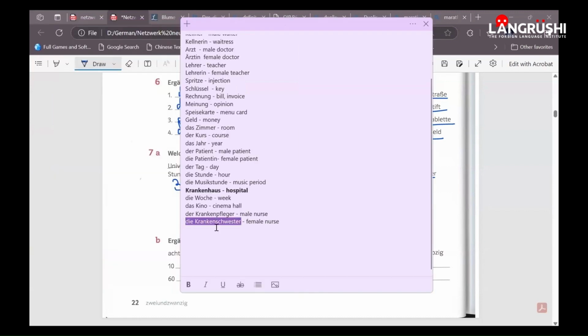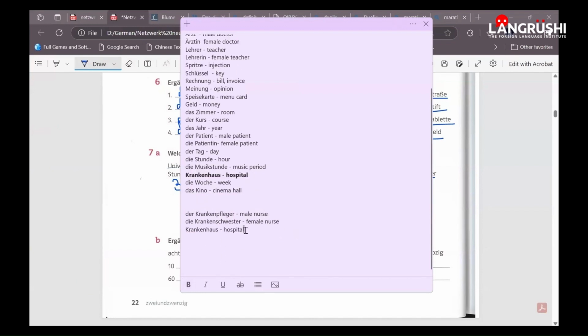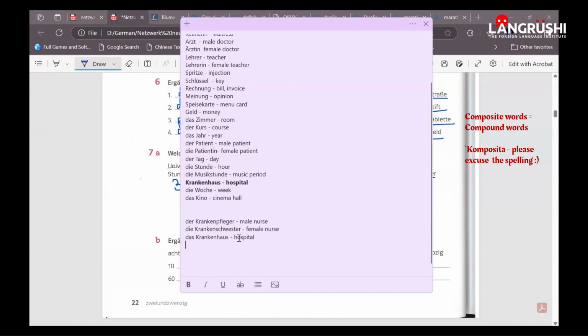Krankenschwester, Krankenpfleger, and the word Krankenhaus. Now, what is common in all of these three words? Kranken. Correct. We can add one more actually: Krankenwagen. And what's the gender? It's related to a car. It's an ambulance, so it will be der Krankenwagen. Yeah, ambulance. Perfect.